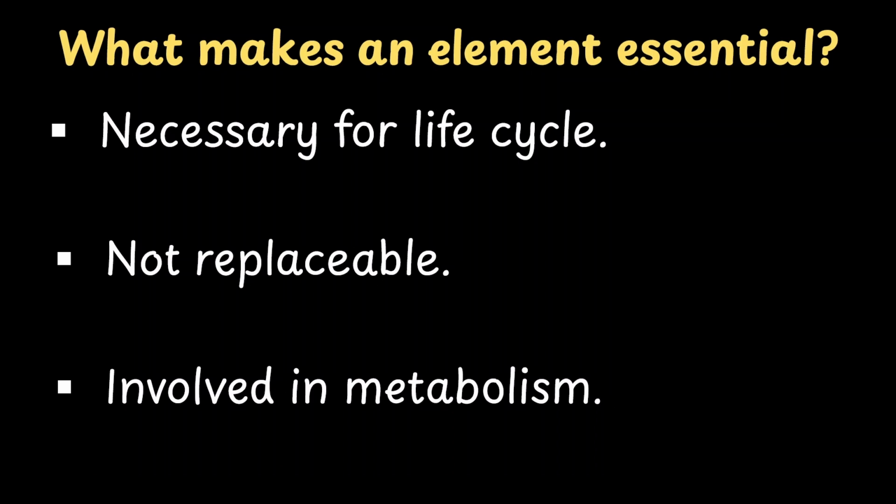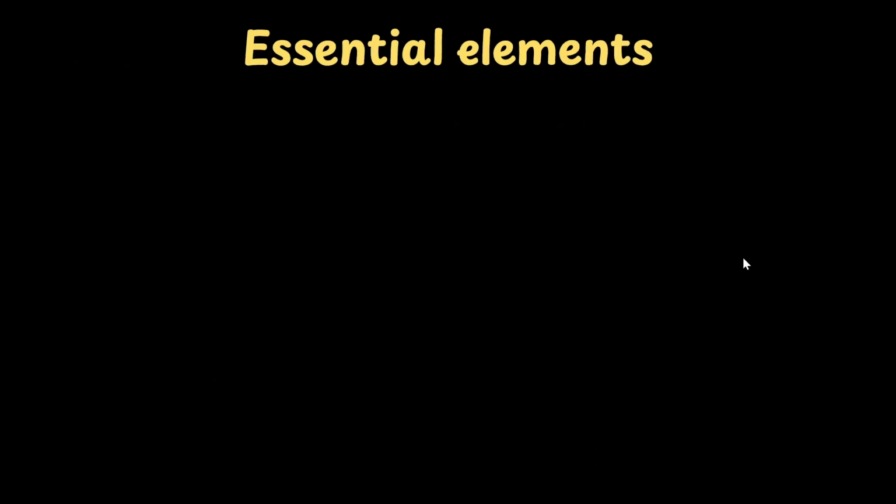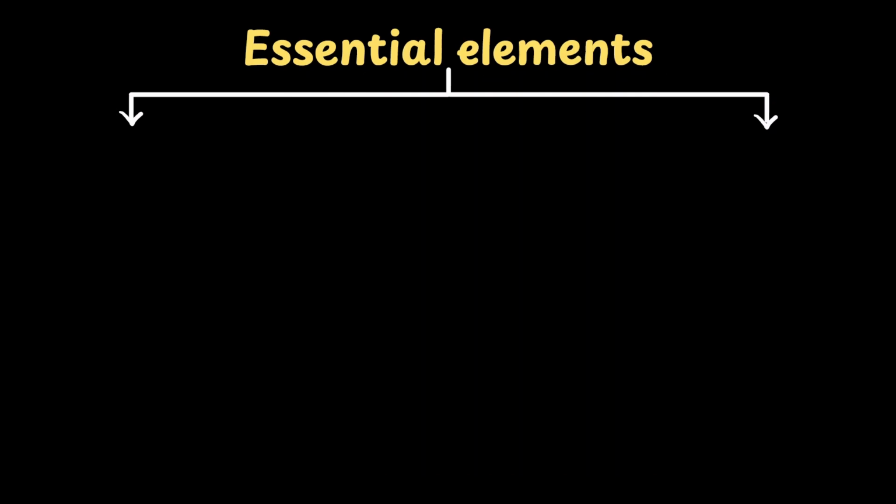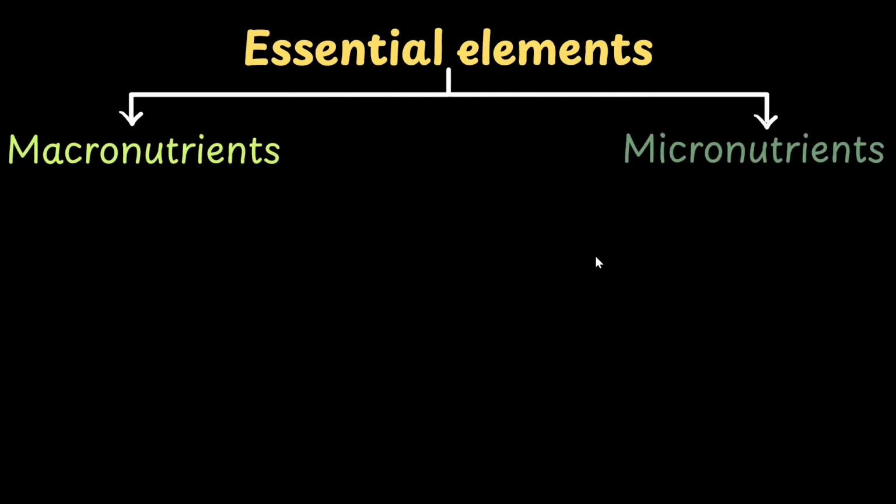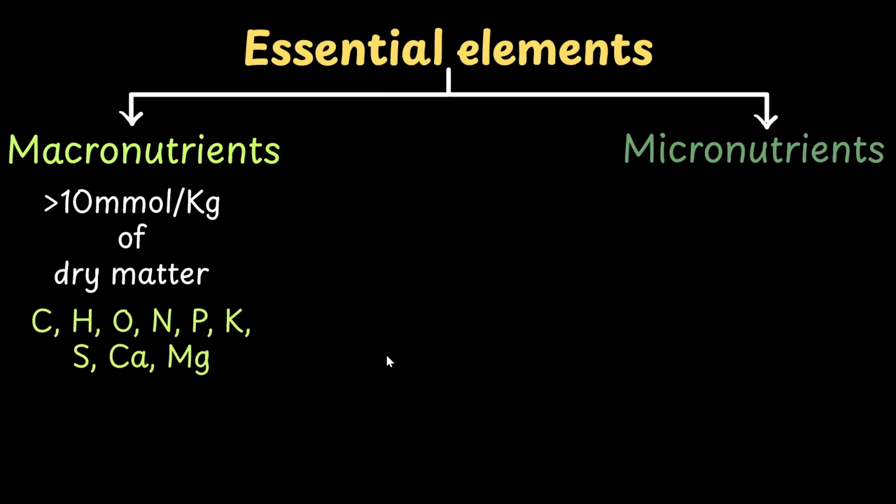Based upon these criteria, only a few elements have been found to be absolutely essential for the plant growth and metabolism. Essential elements are divided into two broad categories based upon how much the plant requires them. So we have macronutrients as well as micronutrients. Plants require more than 10 millimole of macronutrients per kg of its dry matter.